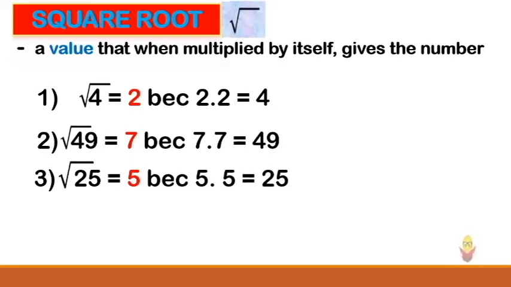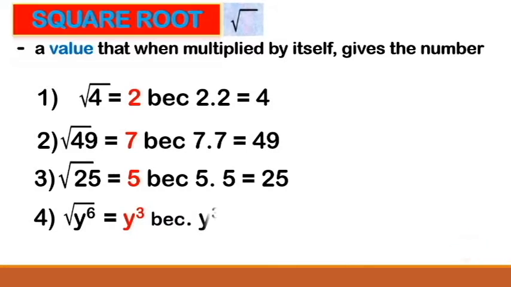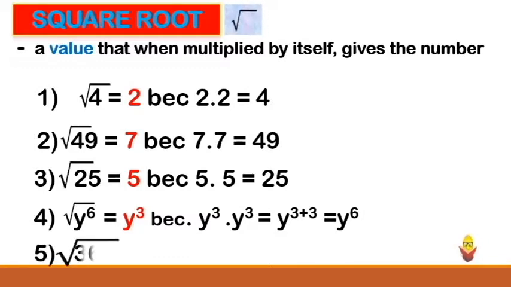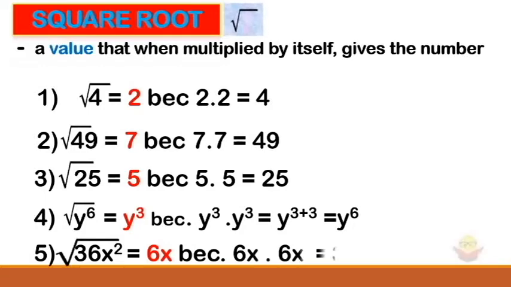Another example is to find the square root of y to the 6. The answer is y cubed because y cubed times y cubed is equal to y raised to 3 plus 3 is equal to y to the 6. Another example is the square root of 36x squared. The answer is 6x because 6x times 6x is equal to 36x squared. So, just think of a number which when multiplied by itself will give the number. Finding the square root of a number is simply the opposite of squaring a number.